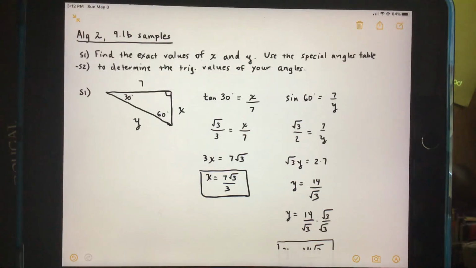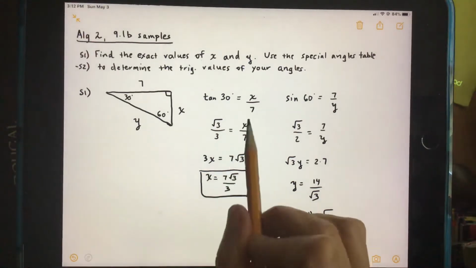All right, well, I look at my table and I see that the tangent of 30 degrees on my special angles table is root 3 over 3. I can approximate that on a calculator, but for what we're doing here, we're going to use our exact value, so we're going to use that table. So square root of 3 over 3 then is equal to our x over 7.